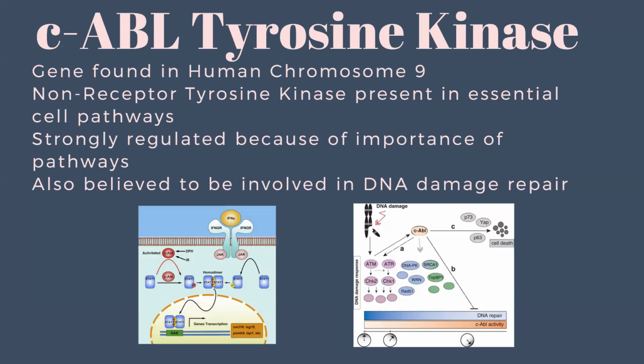And so c-Abl tyrosine kinase, it is a gene found in human chromosome 9. It is a non-receptor tyrosine kinase present in central cell pathways, such as RTK-MAPK or JAK-STAT5 or cell survival signaling. And so it is strongly regulated because of the importance in these pathways. So tyrosine kinases are commonly found as receptor molecules, but this is a free-flowing diffusing molecule that happens to rely on chance of running into substrate that it can phosphorylate. And it is also believed to be involved in DNA damage repair pathways, which means it can have access to the nucleus.